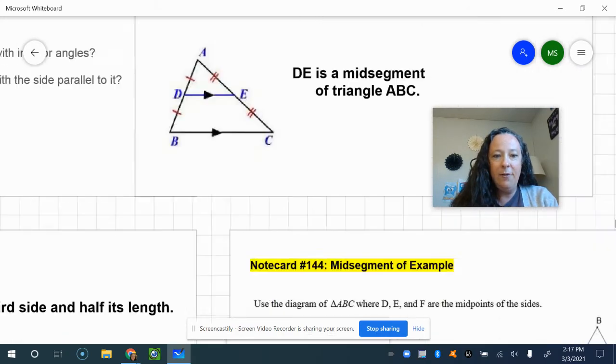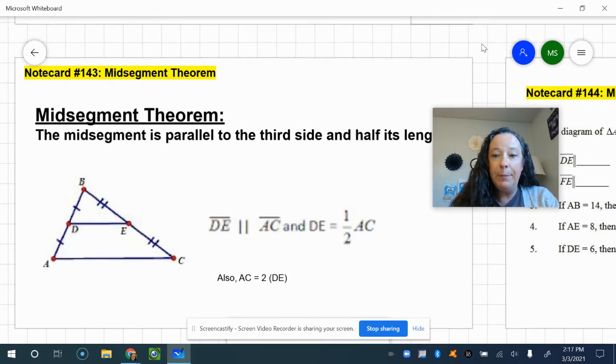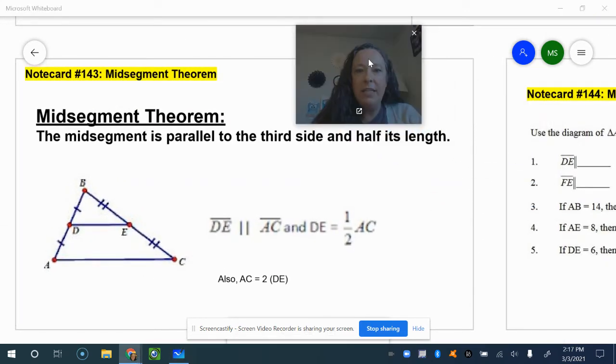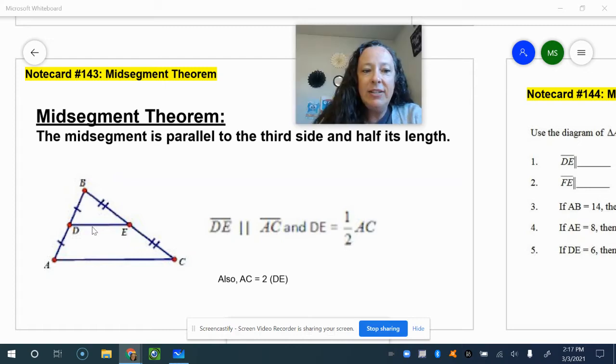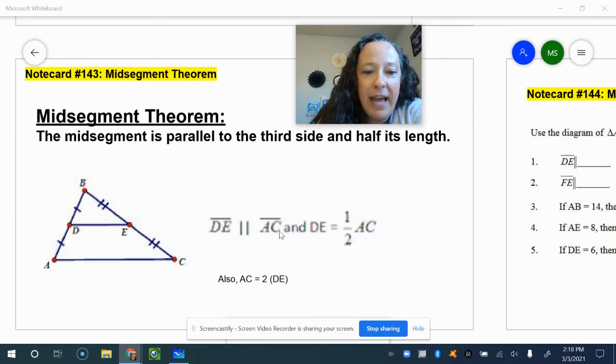All right, now let's go on to the next slide. Now there's this midsegment theorem. The midsegment theorem is note card 143, and it tells us specifically that the midsegment is parallel to the third side. Here I picked a different image and different letters, but that's okay. DE is still the midsegment of this whole triangle. What you need to know is it's parallel. So DE is parallel to AC.